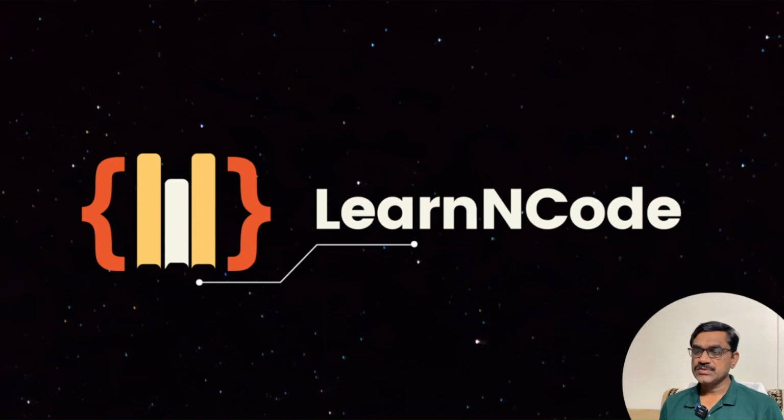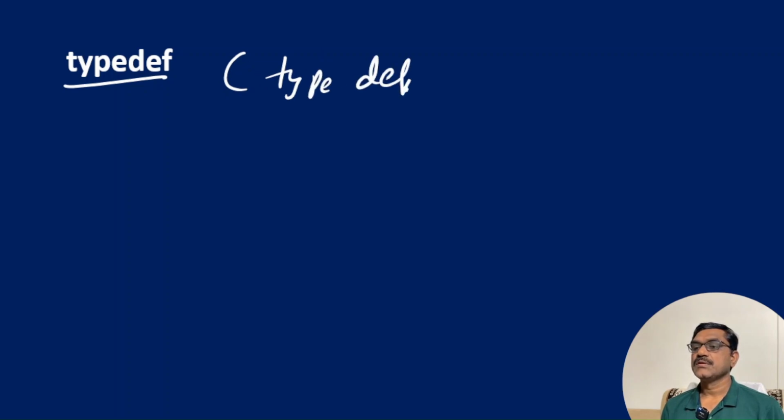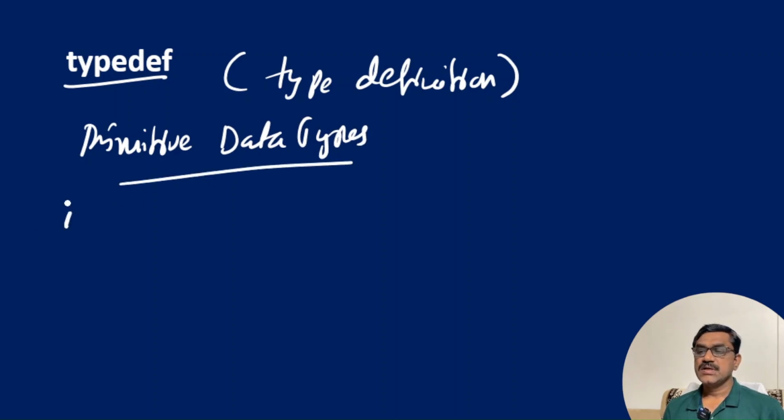Now, first, let us go to the typedef statement. What do you mean by the typedef statement? Its abbreviation is type definition. We write it as typedef. What do you mean by the type definition? See, for example, we know the primitive data types, or we can say built-in data types. As we discussed in the previous classes, int is the primitive data type, right?